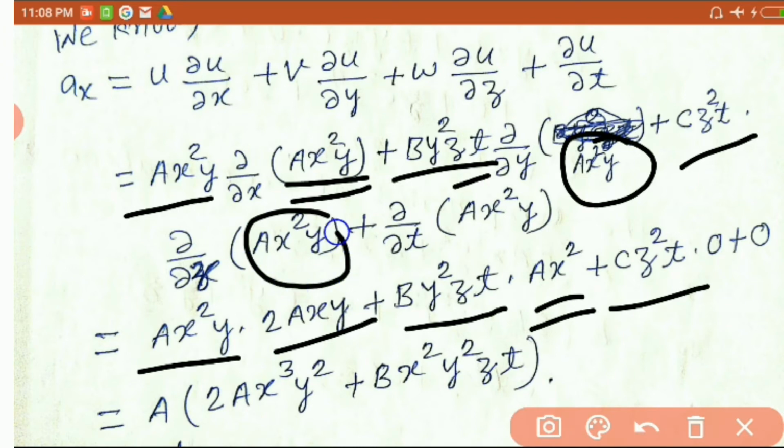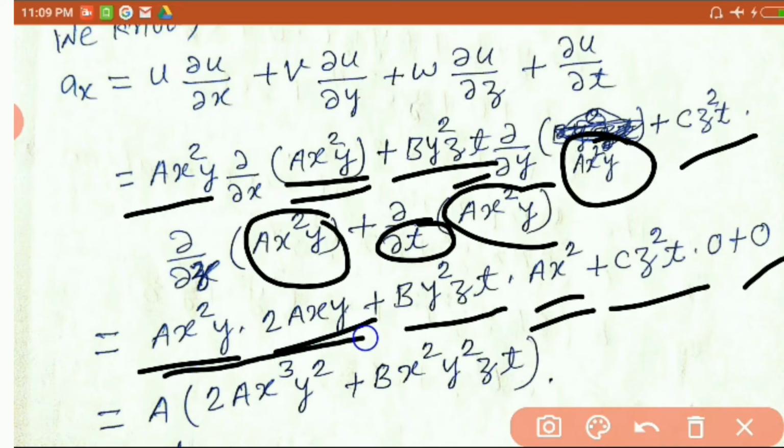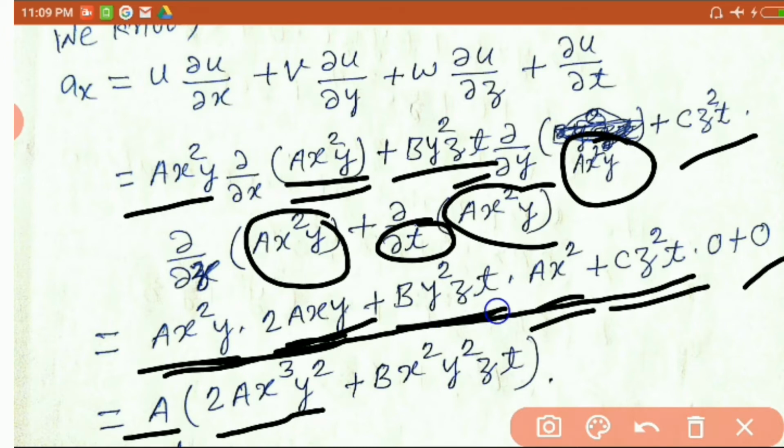Derivative of this a x square y with respect to z is 0, and again derivative of this a x square y with respect to t is also 0. So what we get? From all these, a is common. So what is remaining? 2axy into this x means 2ax cube y square from this, plus b y square z t. A is common already, and this is x square. So we get b x square y square z t.